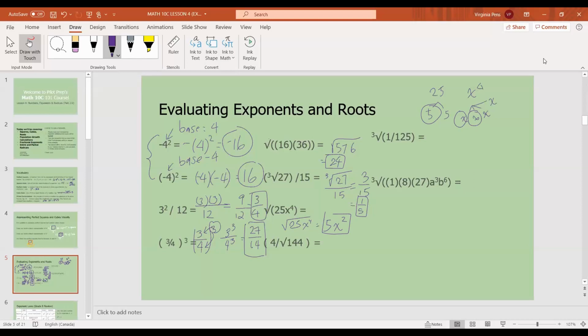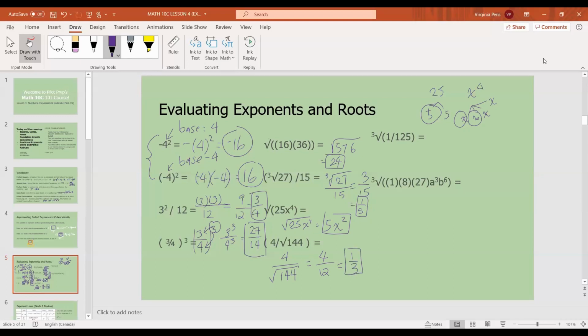All right, moving on. We have 4 divided by the square root of 144. Now, if 144 doesn't hit you as a special number right away, then I'll give you a little hint. The square root of 144 is 12. 12 times 12 is 144, so the square root of 144 is 12. This means we get 4 over 12, which can be simplified into 1/3.